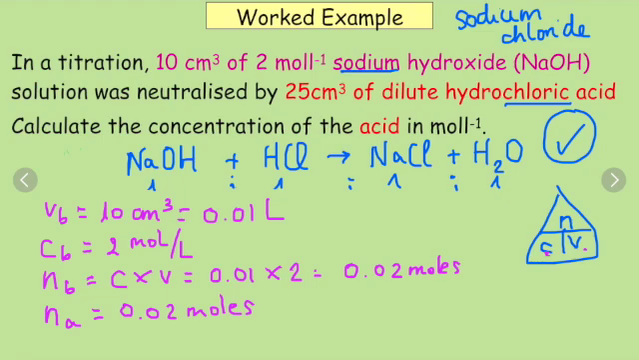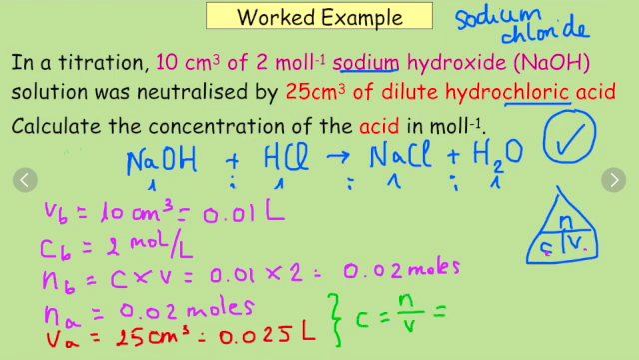And from the question, we know that we have a volume of the acid of 25 centimeters cubed, which is 0.025 liters. So now we can calculate the concentration, which is what they were asking for. Number of moles divided by volume, and this is 0.02 divided by 0.025. And this gives us, let me take a second to put it in the calculator.